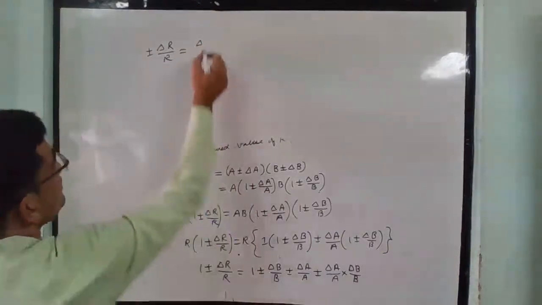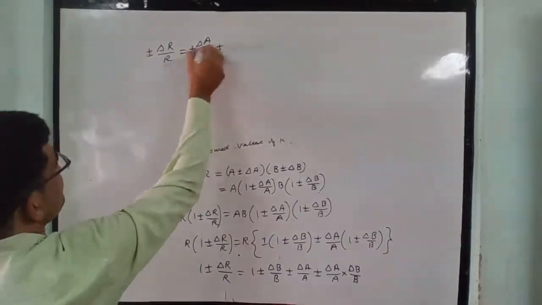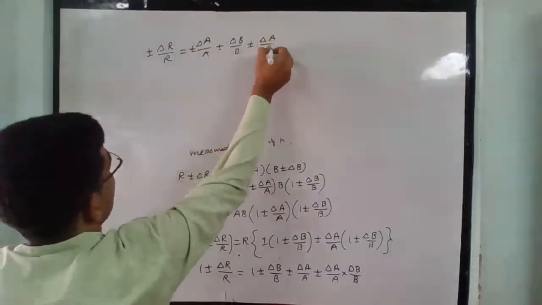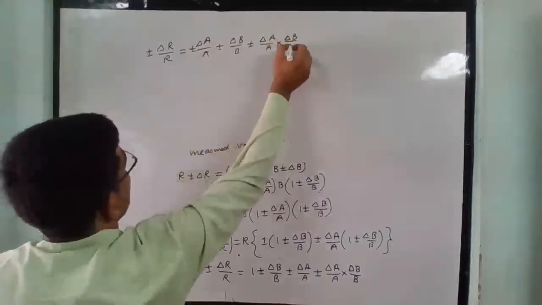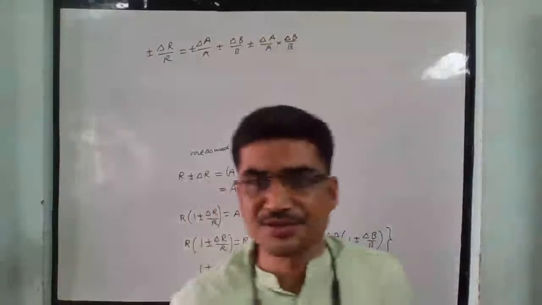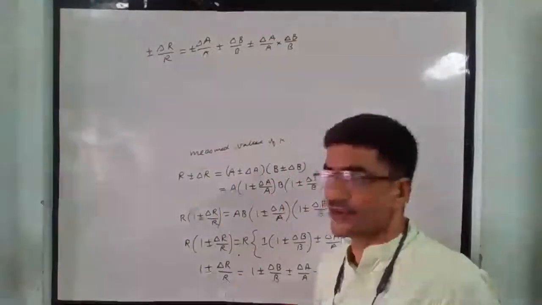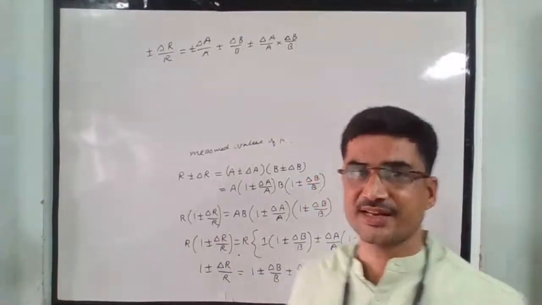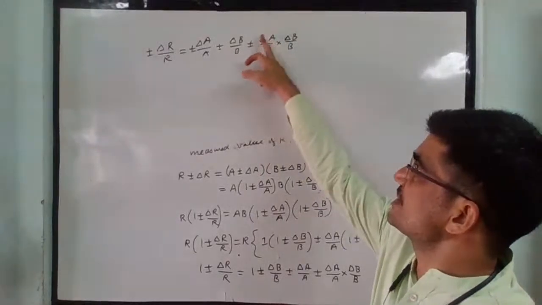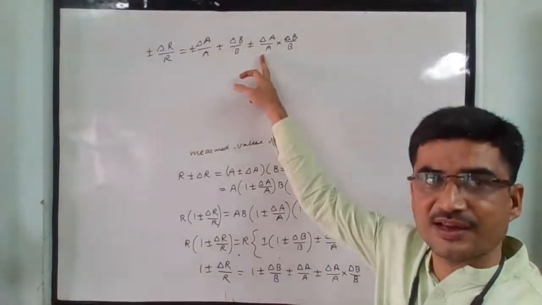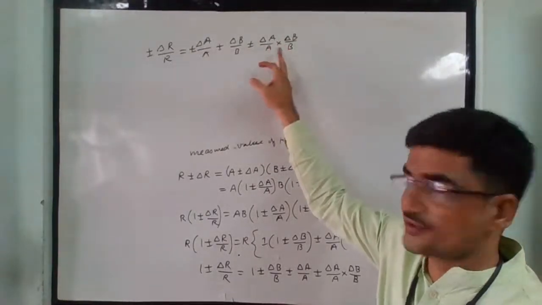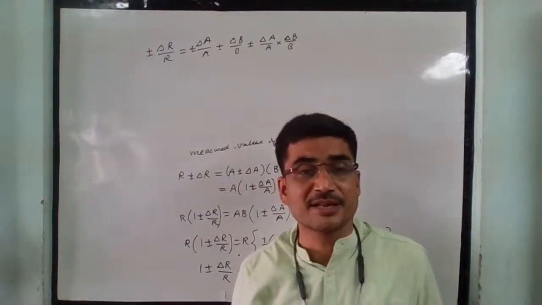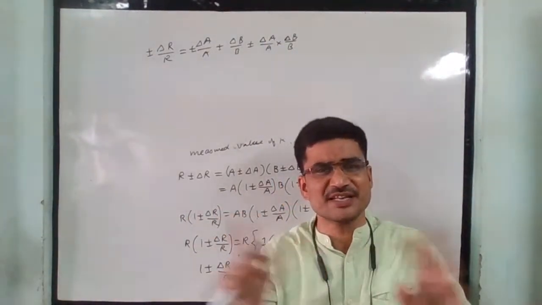Write this in front of you: delta A by A plus minus delta B by B and plus minus delta A by A into delta B by B. Correct? Yesterday we saw one thing: the relative error is a very small quantity. Delta A by A is very small, and similarly delta B by B is also very small, and the product of two small quantities is very small.